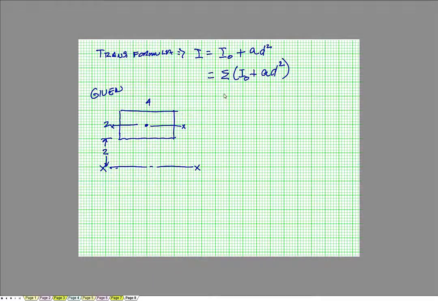So remember that regular I is the moment of inertia. I sub O is the moment of inertia of the individual parts. Area is the object area. And the distance is the distance from the centroid of the individual to the axes that you want to transfer the distance to.